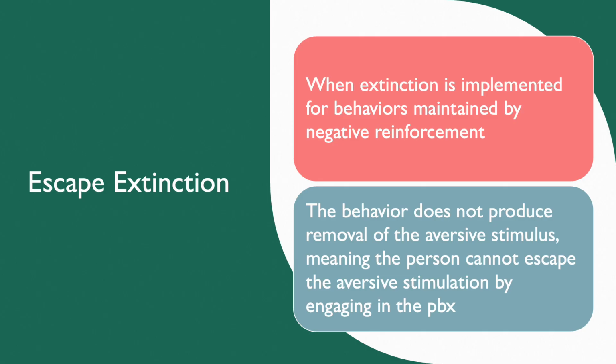So this procedure that we just discussed in the previous slide has a specific name that we use within behavior analysis. This is called escape extinction. Escape extinction is when extinction is implemented for behaviors maintained by negative reinforcement, where basically the behavior does not produce the removal of the aversive stimulus, meaning the person cannot escape the aversive stimulus by engaging in the problem behavior. It's just a procedural variation of extinction that's applied to behaviors maintained by negative reinforcement. That's all it is. So when we say escape extinction, we're referring specifically to extinction of those behaviors maintained by negative reinforcement.